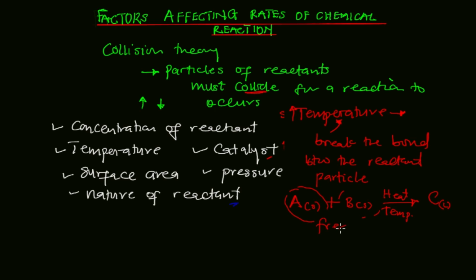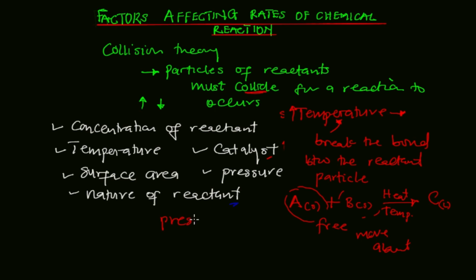When the particles are free to move about, they can collide successfully according to collision theory. Once they collide, the rate at which the particles of the reactants collide will be very, very fast, because temperature is involved. So an increase in temperature will increase the rate of chemical reaction. That's just it. Now let's move to pressure.